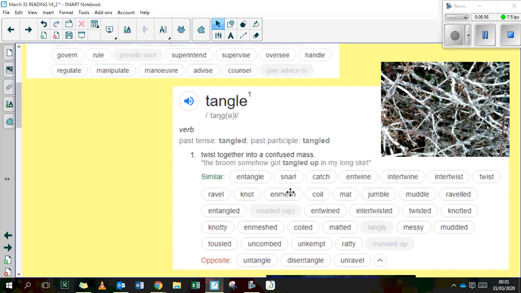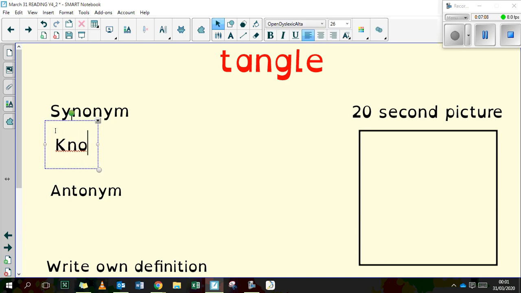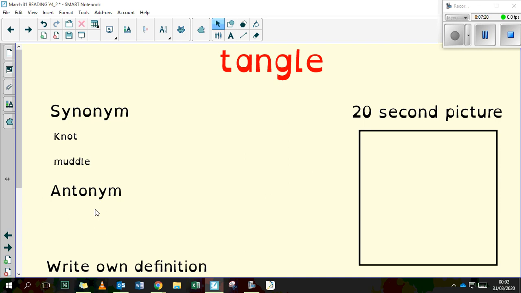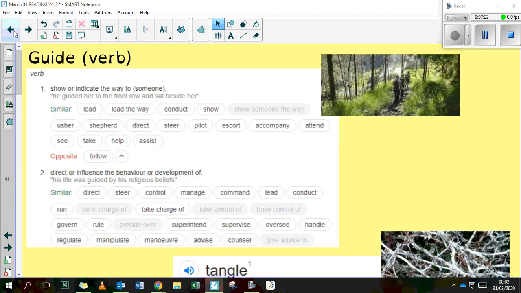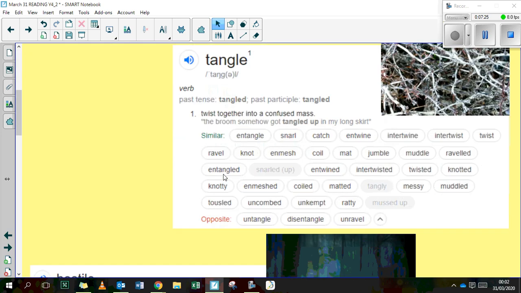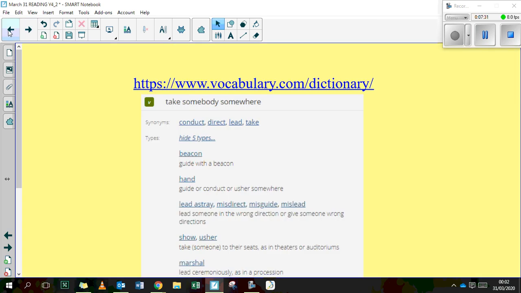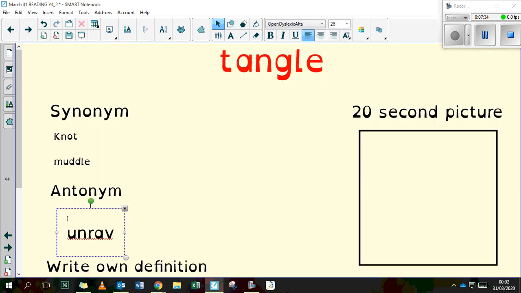So if we look through, we've got a knot, a muddle, a twist. Okay, so I might put knot, muddle, and those would be some synonyms for the word tangle. Now, an antonym is the opposite. So trying to think of some words that are the opposite to tangle. Well, the opposite is untangle, unravel. So I'm going to use unravel because that's the opposite meaning.